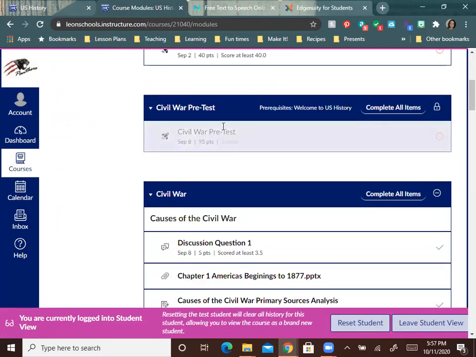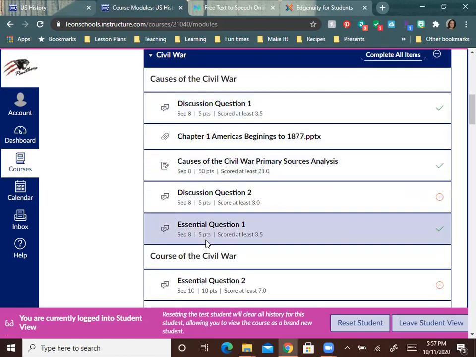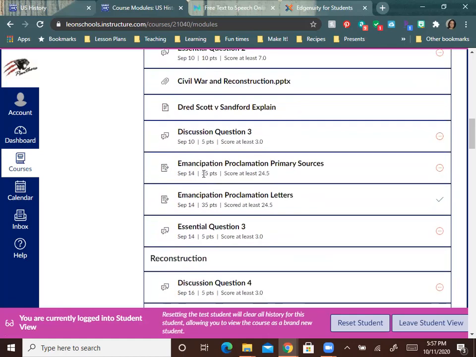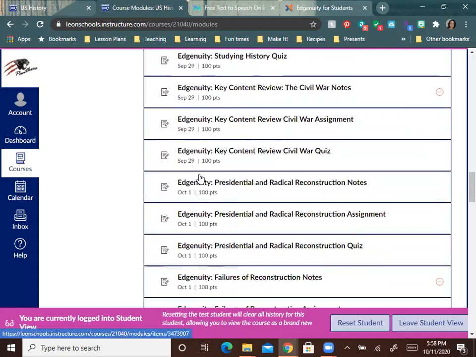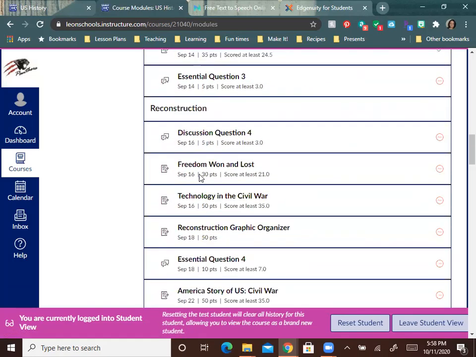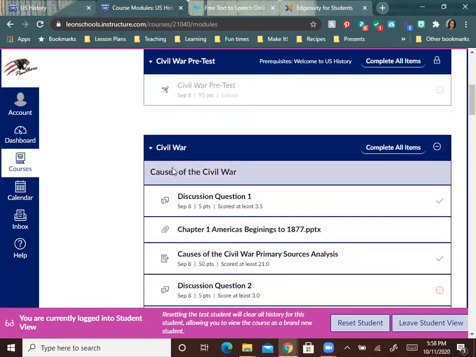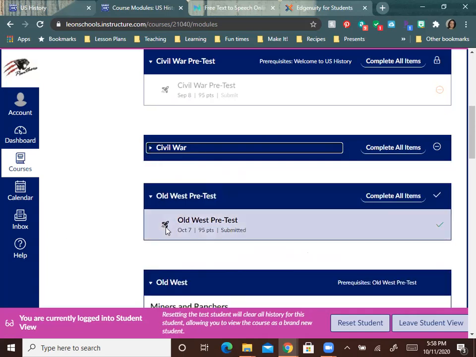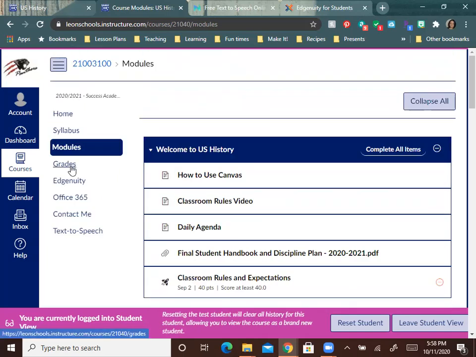So scrolling down, you can see the pre-tests, and then here are all the assignments. You can see that each assignment has the due date and how many points. In order to get a badge in the course, which is just an extra little incentive, it's nothing bad, you have to score at least 21 points from here for this assignment. And so you can see all the different assignments from this module. And once we're done with this module, you can close it by clicking on this little arrow and it closes that module.